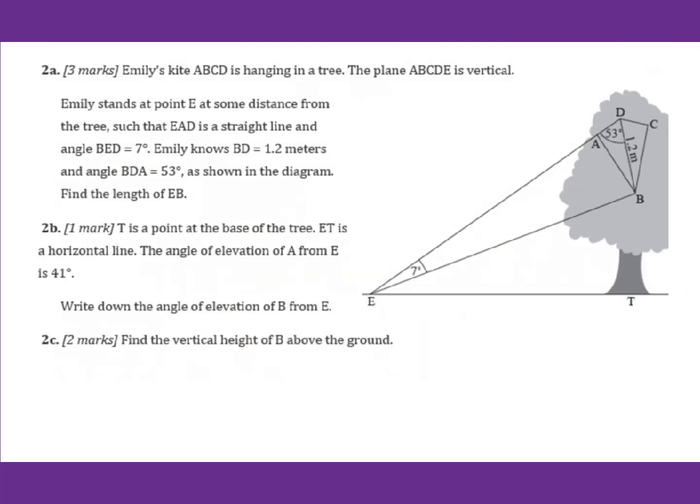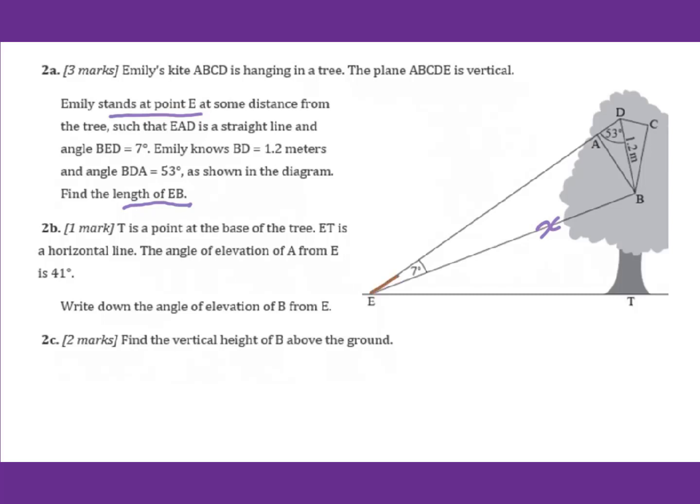Go to guided practice 2. Emily's kite ABCD is hanging in a tree. The plane ABCDE is vertical. Emily stands at a point E at some distance from the tree, such that EAD is a straight line. And angle BED equals 7 degrees. Emily knows BD equals 1.2 meters and angle BDA is 53 degrees, as shown in the diagram. Find the length of EB.